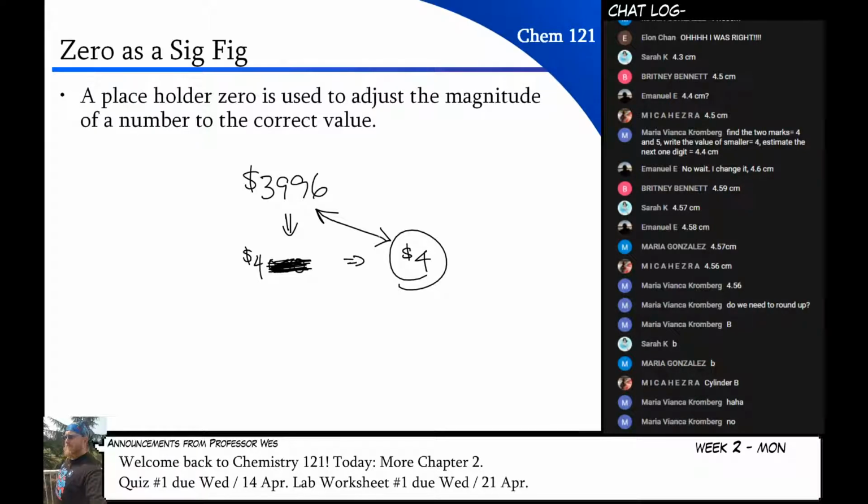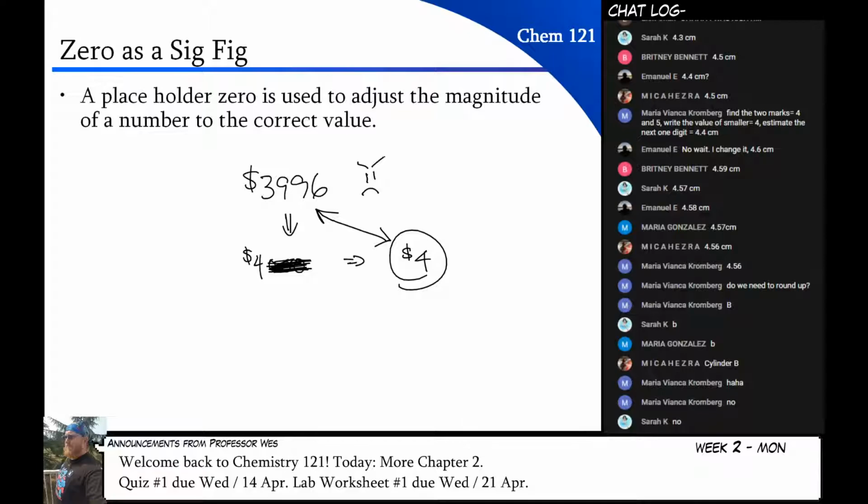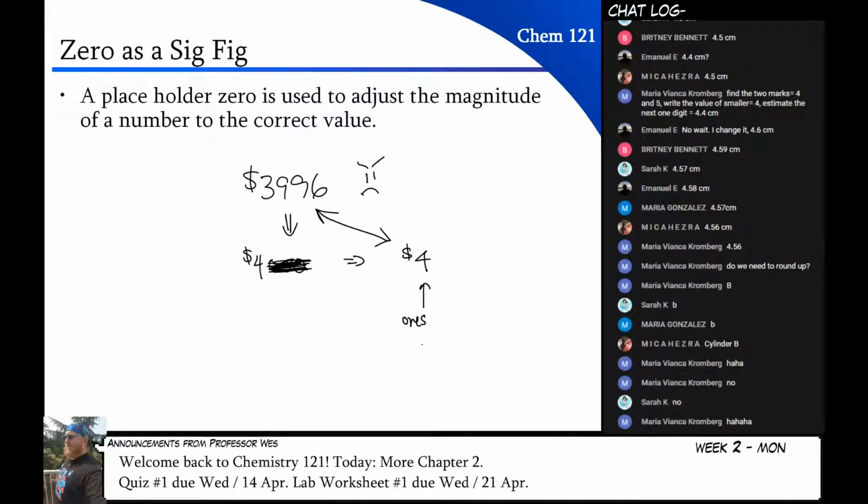No, right? That's just insulting. Don't be ridiculous. You don't pay $4 on a debt of $3,996. That's absurd. So those zeros must totally have some meaning to them, right? Why do I put the zeros there? Because if 4 by itself is in the ones place, well, I don't owe you 4 ones, I owe you 4 thousands.